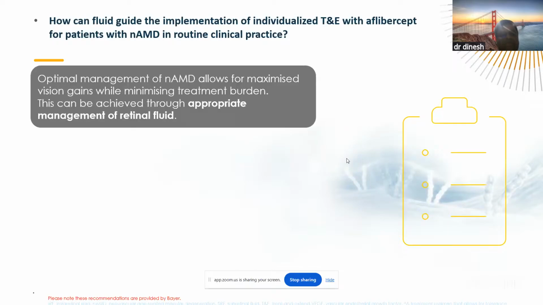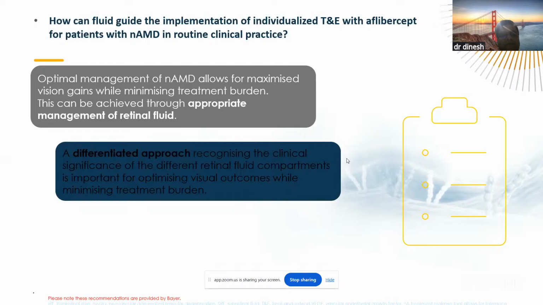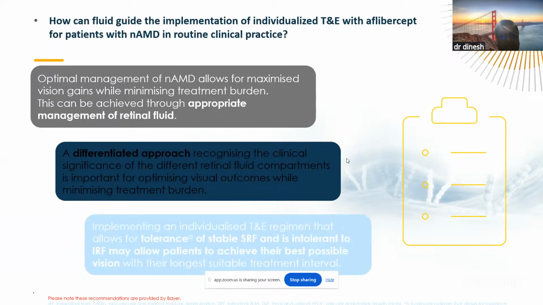So optimal management of neovascular AMD allows for maximized vision gain while minimizing treatment burden. This can be achieved through appropriate management of the retinal fluid. A differentiated approach recognizing the clinical significance of the different fluid compartments is important for optimizing visual outcomes and minimizing treatment burden. Implementing an individualized treat and extend regimen that allows for tolerance of stable SRF and is intolerant to IRF may allow patients to achieve the best possible vision.